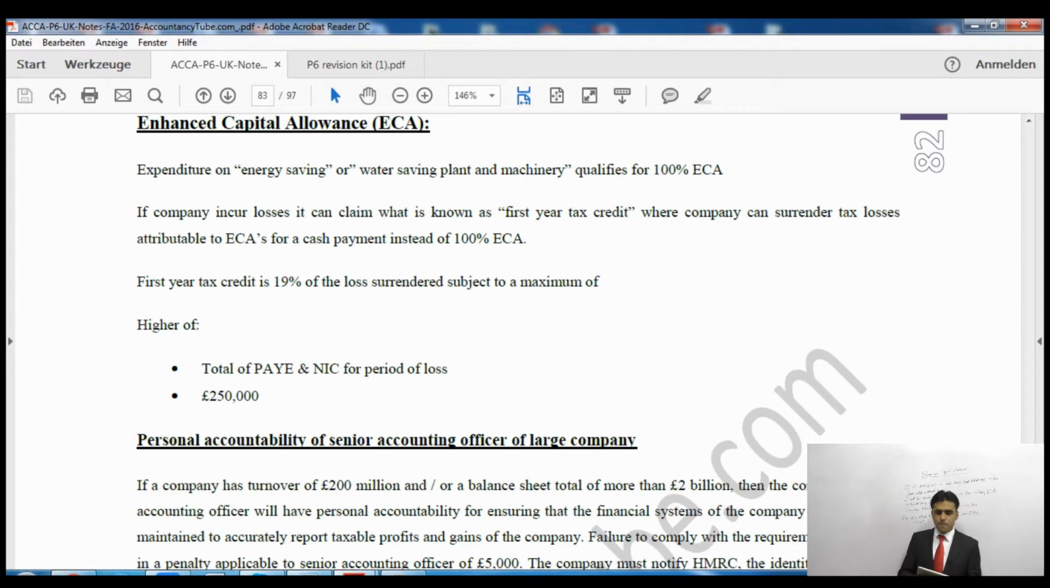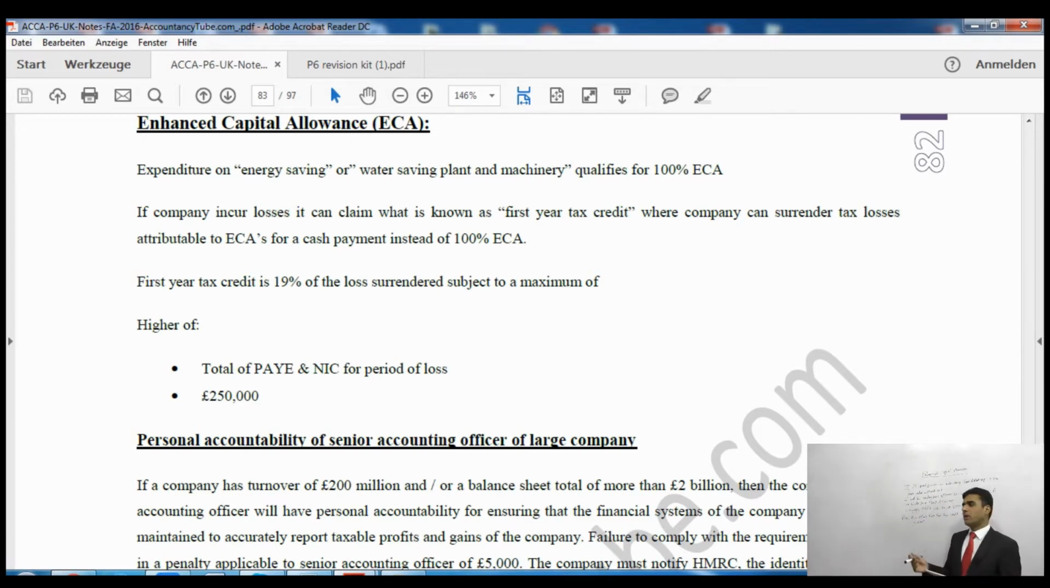You know what the capital allowances are anyway. One type of capital allowance is enhanced capital allowance. So when you spend on water saving plant and machinery, and energy saving plant and machinery, if you spend on either of those, all of the amount which you spend can be claimed as enhanced capital allowances.